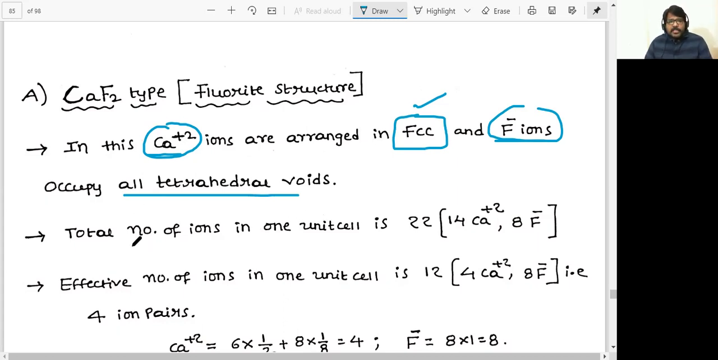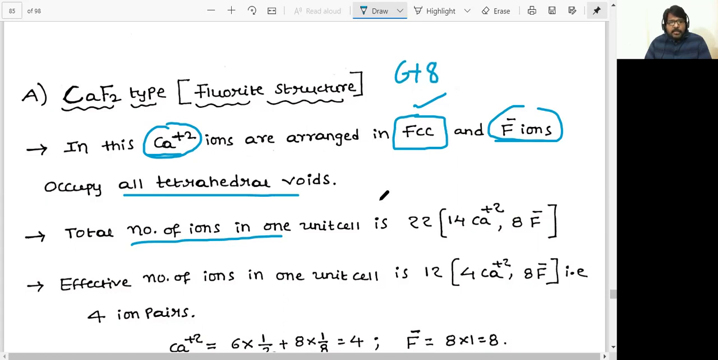So first let us take the total number of ions in one unit cell. I hope you know the difference between the total number of ions and effective number of ions. So totally, that is without any contribution, without equal sharing, we calculate like that. The total number of ions: calcium plus 2 ions are forming FCC. FCC means the particles are present at face centers and corners. So face centers are 6, corners are 8. So that is equal to 14.